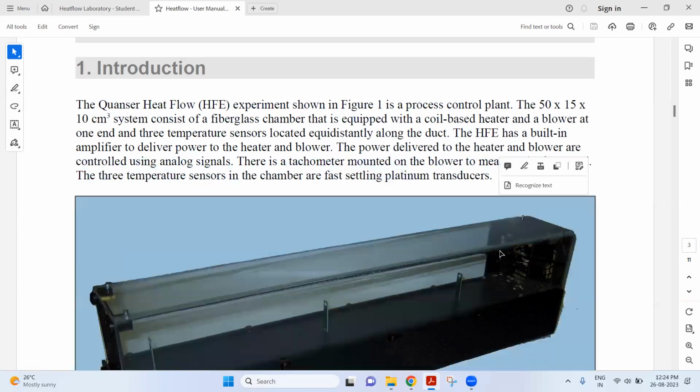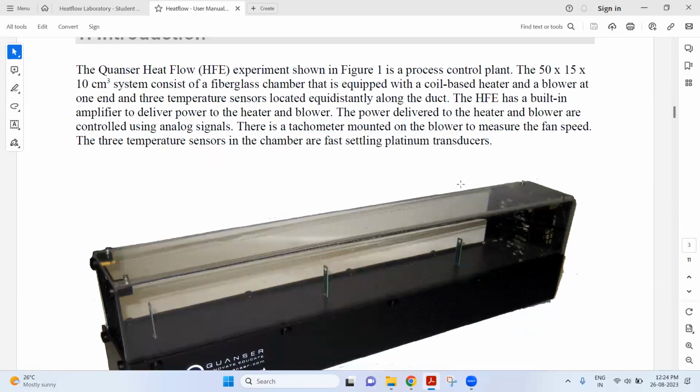A tachometer is a device which is used to know the speed of the fan. A tachometer is nothing but, it is like you have a bike, the tachometer will be placed at the front. When you go, your vehicle will be moving, and it will detect the speed. So a tachometer is also a device which is used to measure the speed of the fan.